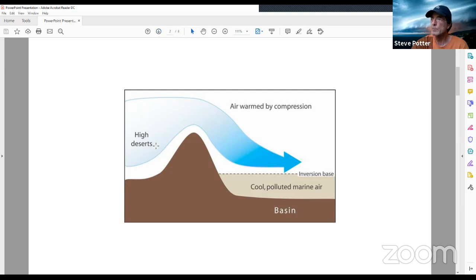All right, here's a demonstration of how it works in a mountainous zone where the wind gets compressed and warmed because it's getting compressed to rise over the mountains. You have cold air down below, and you can get that layer of inversion down below the mountains.